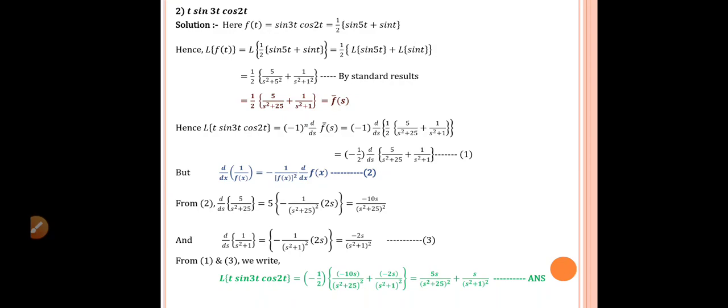So in this way you can solve the examples to find the Laplace transform where the function of t is multiplied by some power of t. If the function of t is multiplied by t square, you have to take 2 times derivative of f bar of s. And if it is multiplied by t cube, you have to take derivative 3 times. Now just follow the procedure of these two examples and solve the examples for practice.